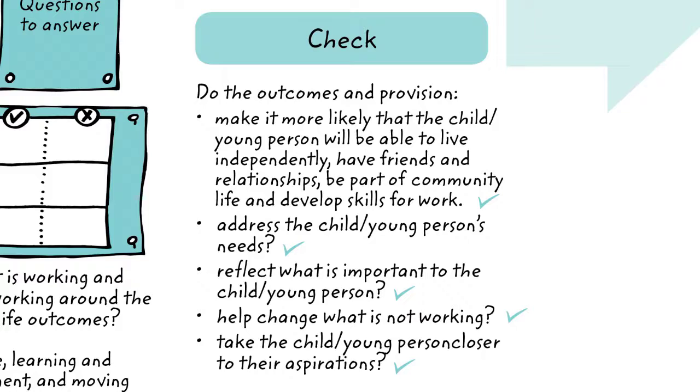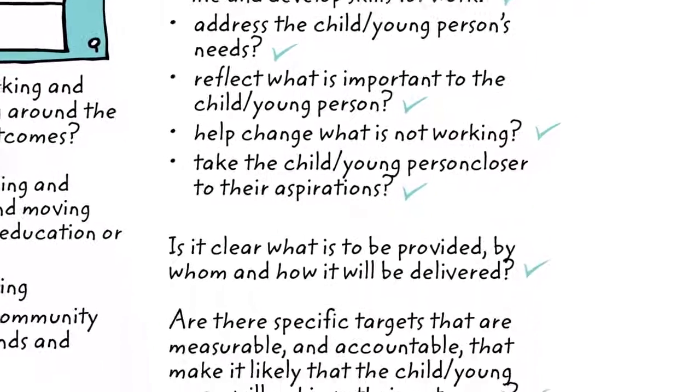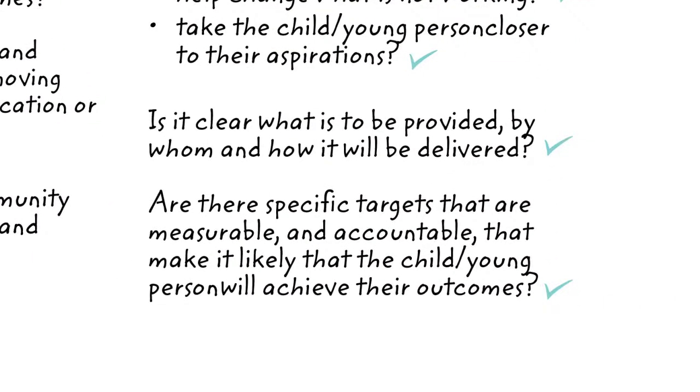So once you're sure you've got the right outcomes that meet these criteria, the next step of the process is to look at provision ideas, targets and actions that are likely to achieve these outcomes for the child or young person. Once you've got your ideas together, you need to be clear about whether there's a record of what's going to be provided, by whom and how it will be delivered, and if you're including targets, whether these specific targets are measurable and accountable and make it more likely that the child or young person will achieve these outcomes.